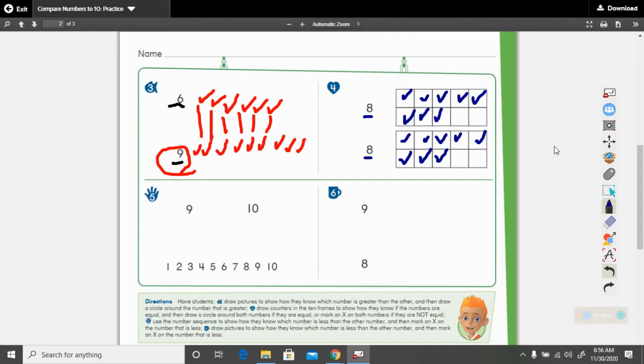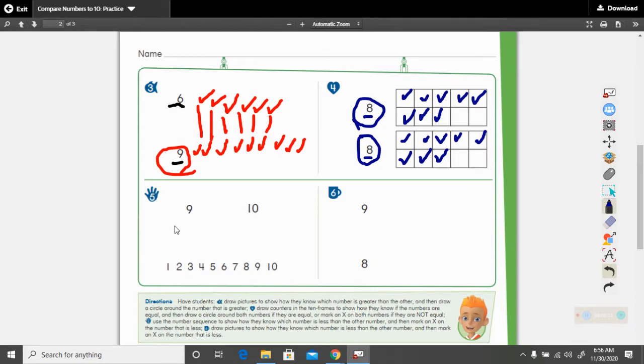What does equal mean? Equal means the same. Are these numbers the same? Well, they both say 8. Do we have the same number over here in the same spots in the 10 frame? Yes, we do. So we're going to draw a circle around that one and a circle around that one because they are equal.